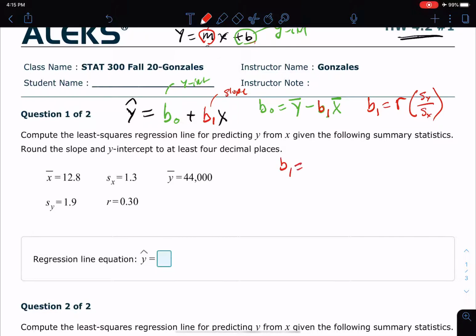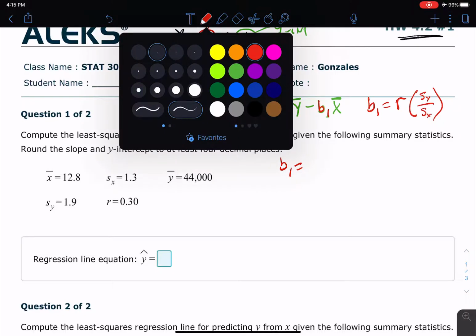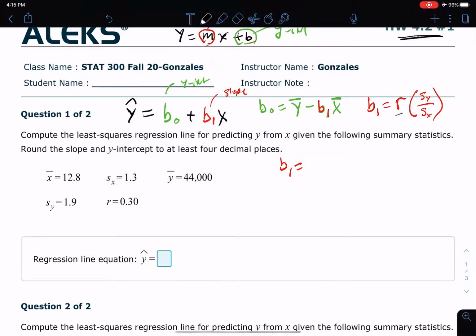So b sub 1 is found, once again, by taking the r value. There's my r value right there, so that is 0.30. And it says multiplying it by what? S sub y over s sub x. So s sub y is 1.9 over s sub x is 1.3.